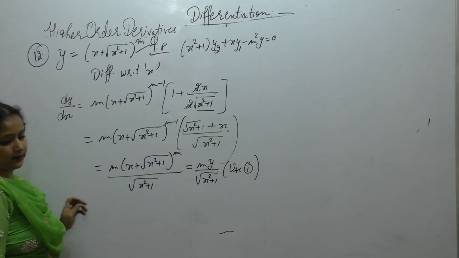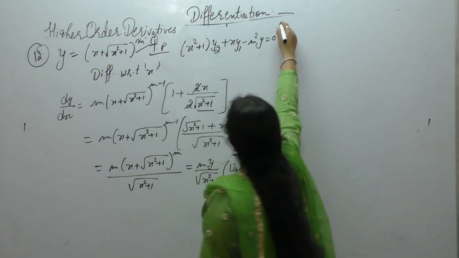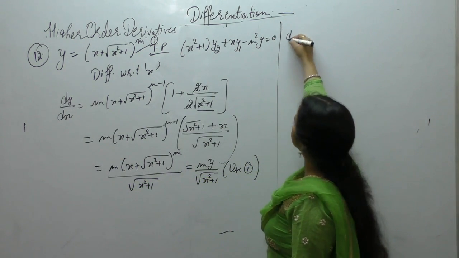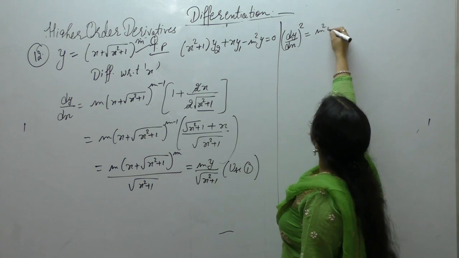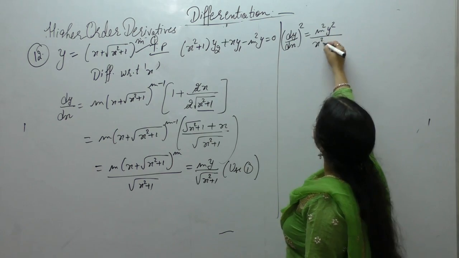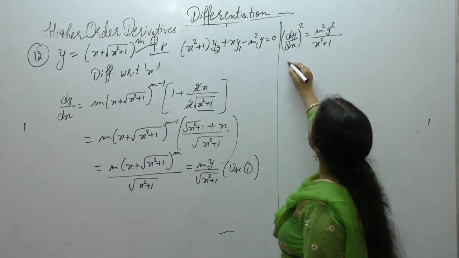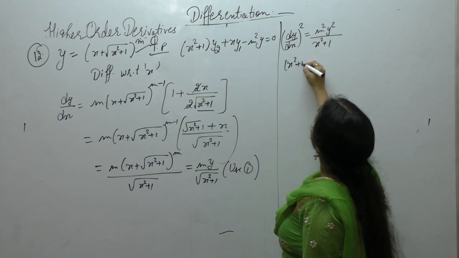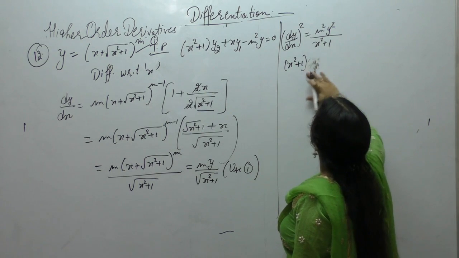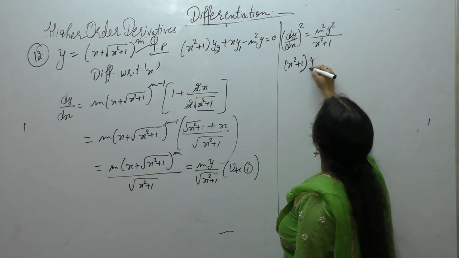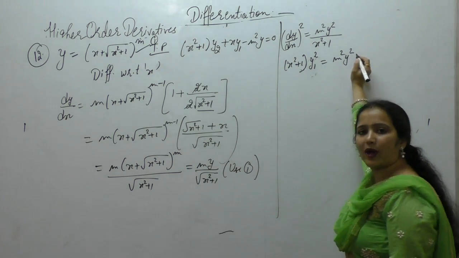Clear? dy upon dx is equal to my into this. Squaring both sides, (dy upon dx) whole square is m square y square upon x square plus 1. Let this be y, x square plus 1 dy upon dx. Let dy upon dx be y1. y1 square is equal to m square y square.